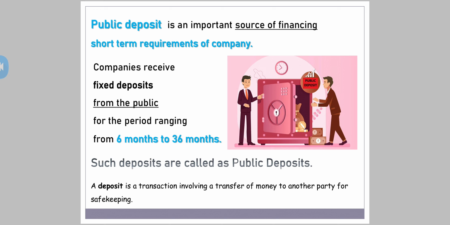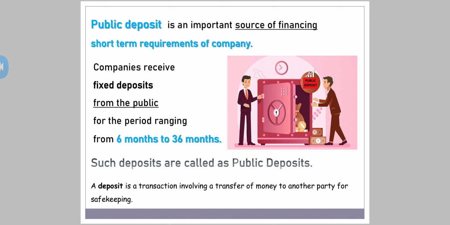Now see, the company receives fixed deposits from the public for the period ranging from 6 months to 36 months. When it's already said that the company accepts public deposits as a source of financing for short-term requirements, the short-term means 6 months to 36 months. This you are supposed to remember because it's very important from the objective point of view. The company accepts public deposit for the period ranging from 6 months to 36 months, or I can say 6 months to 3 years. Such deposits are called public deposits.